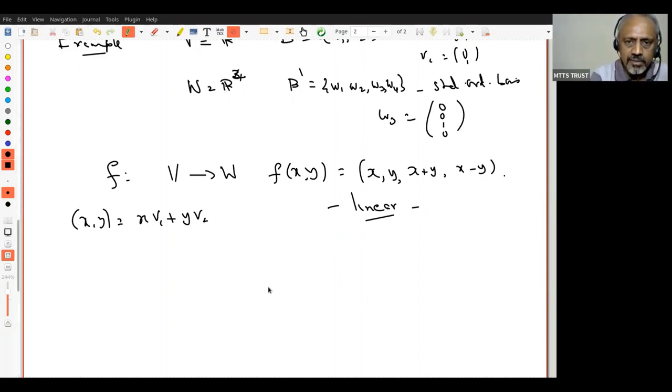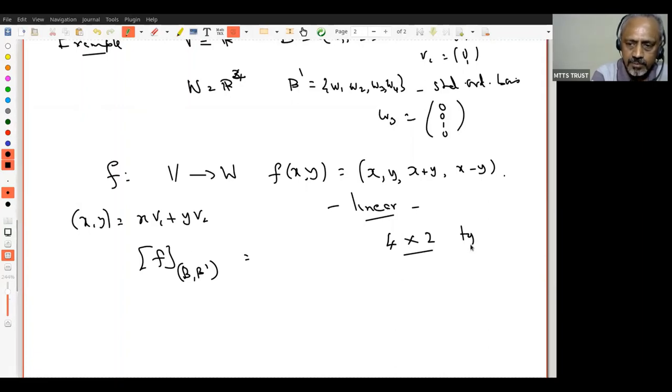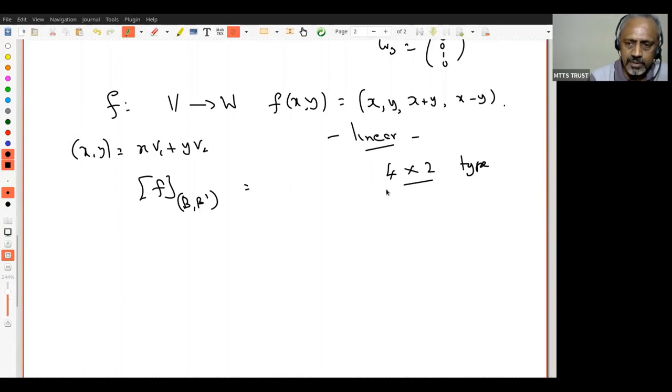Now I want to write down the matrix. So without writing, what should be the matrix size? Can you tell me? It should be a matrix of size 4 cross 2. The type of this matrix must be 4 by 2. You understand? Because 4 must be the dimension of the codomain. Okay, let us do that. So to do that, I have to write down the columns. You should think of it only as a column. Okay, what is the column?